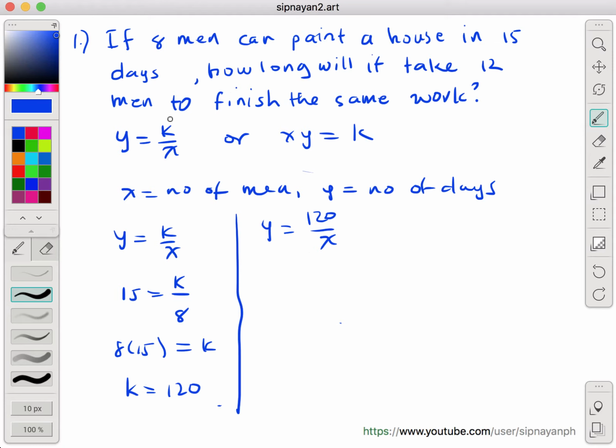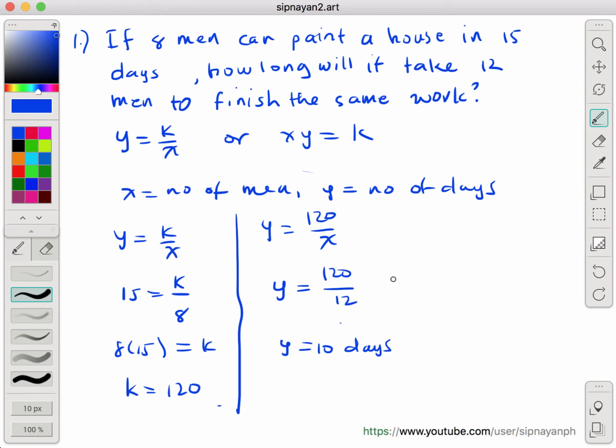Okay, so ang x naman natin susunod, how long will it take 12 men to finish the same work? Ang x naman natin sa susunod ay 12. So y equals 120 over 12. No? Remember, yung x is number of men and 12 here is a number of men. So meaning y equals 10. Ibig sabihin, pag 12 men ang gagawa ng same work kanina, ay ibig sabihin 10 days lang nila gagawin. Kanina kasi 15 days, di ba? Yung sa una, pag 8.